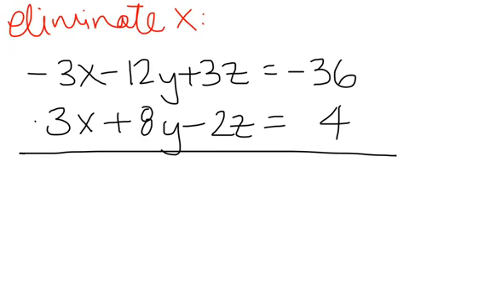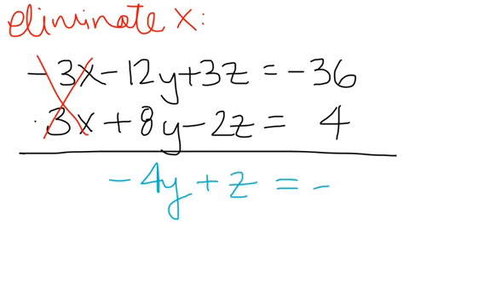Okay, so eliminating x, I took the first equation and I multiplied by -3. Now I'm going to add these equations together so you see the x's get eliminated. And as before, we end up with -4y. And this time we're going to get plus z. And now if I do this subtraction, I get -32. Okay, so now I set up an equivalent system like I did before.